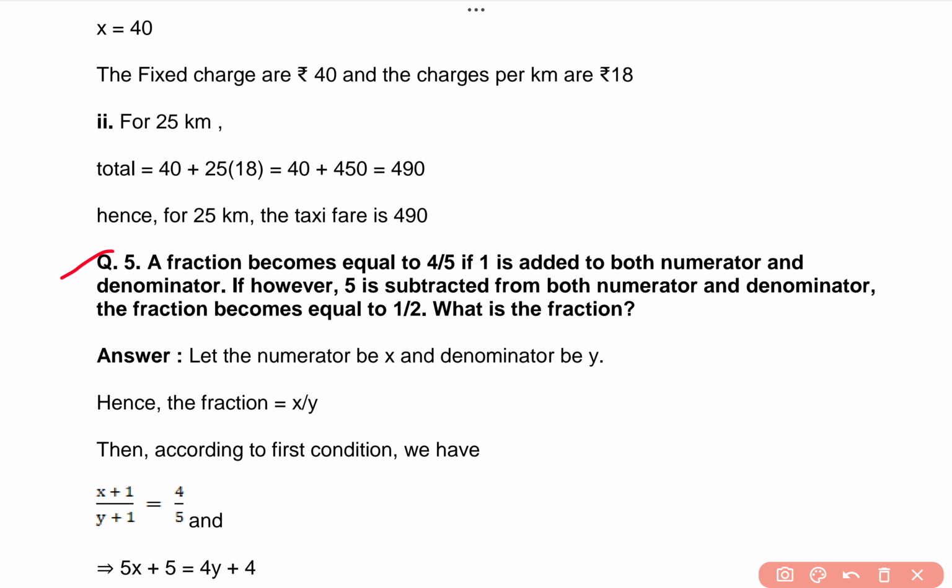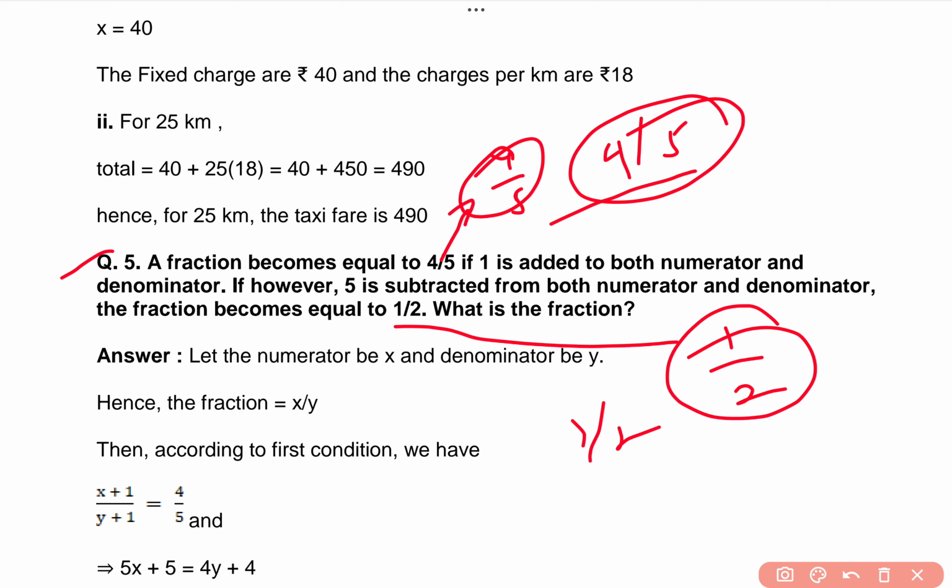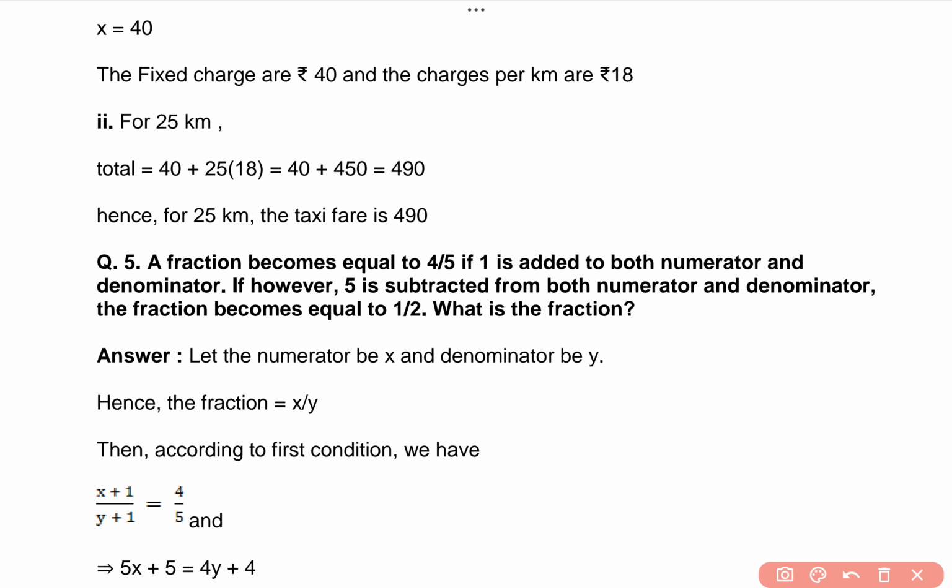A fraction becomes equal to 4/5. This is 4/5, and we can write this one like that also, which is written here, if one is added to both of the numbers. Actually this question is also given in your textbook, the same as this one. This 1/2 means that's one. Now don't be confused, we can write it like that also. If it is clear, then see the answer here.